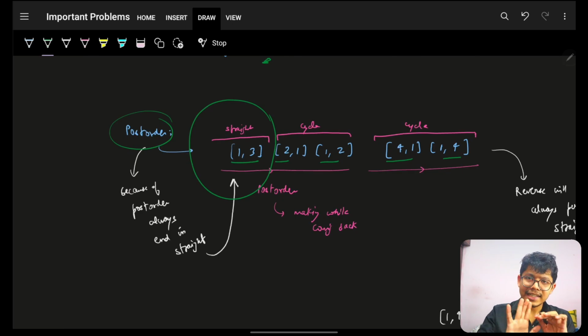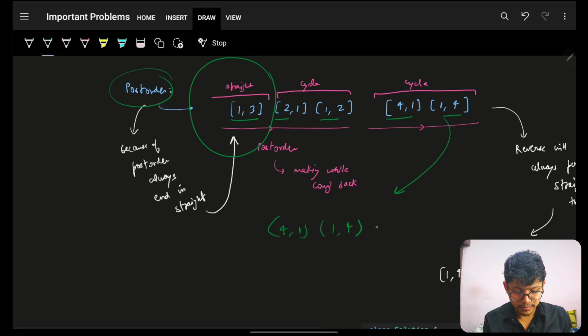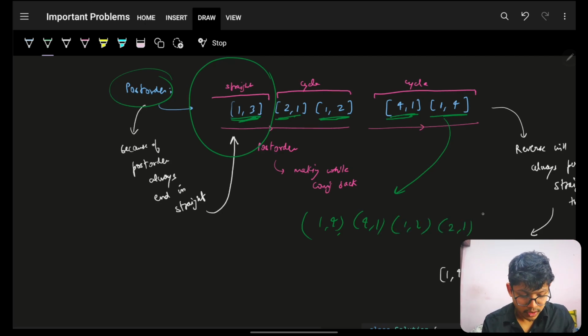Obviously this ultimately looks pretty bad. Why? Because you were putting up nodes while iterating from backwards, so you have to reverse it. If I reverse it, how will it look? 1 comma 4, 4 comma 1, then 1 comma 2, then 2 comma 1, then 1 comma 3.